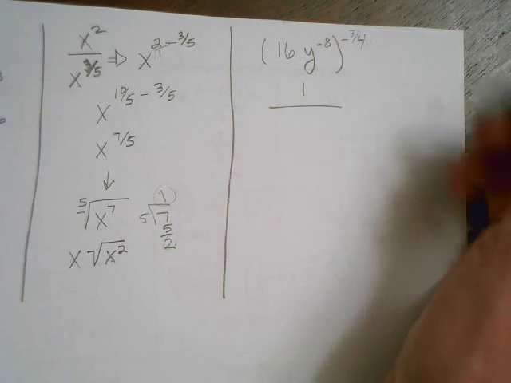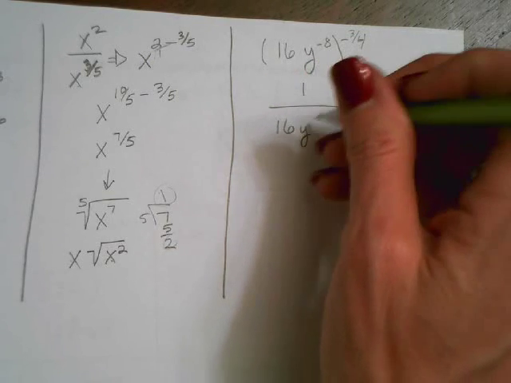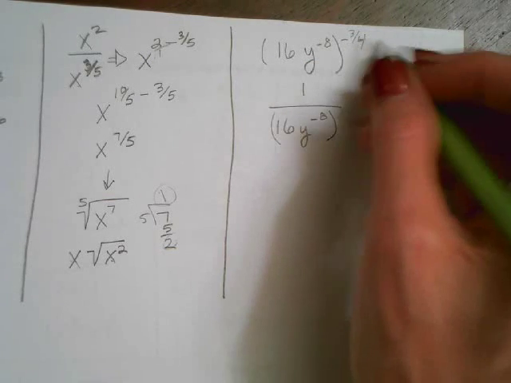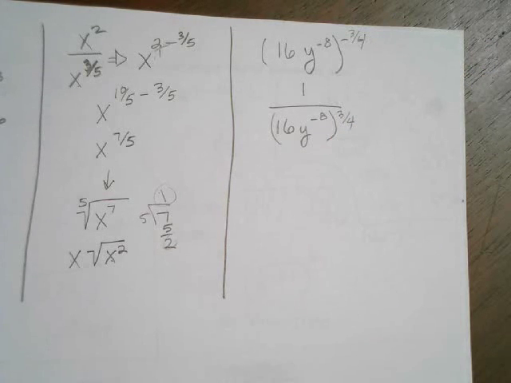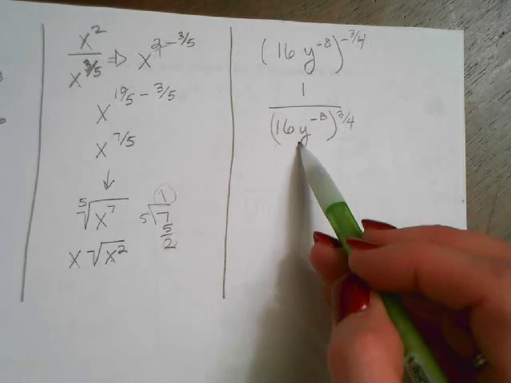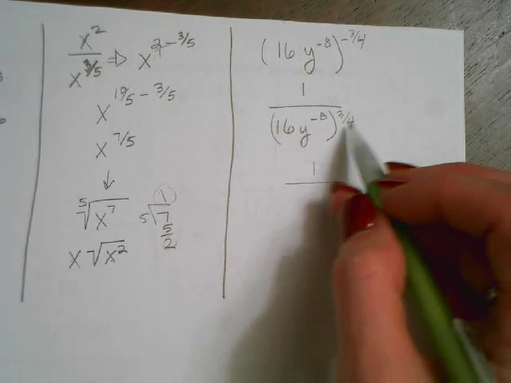So this becomes 1 over 16 y to the negative 8, all raised to the 3/4. That stays negative 8 because you haven't changed that one yet. You've only changed the negative 3/4 to positive 3/4. Okay? So at this point, what we can do is distribute this 3/4 to each element. So let's go ahead and do that. So I'm going to take 1 over.